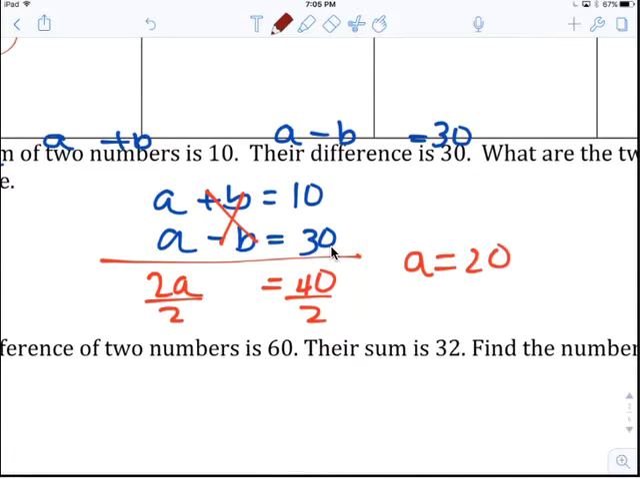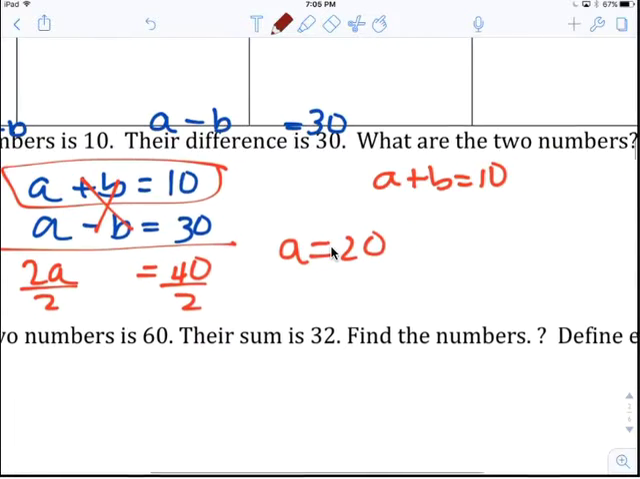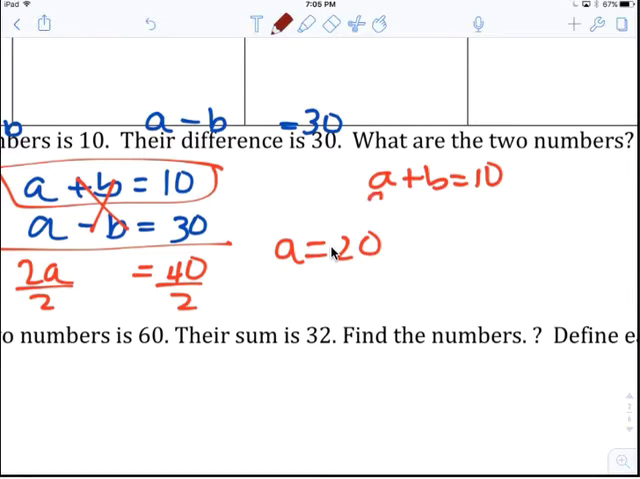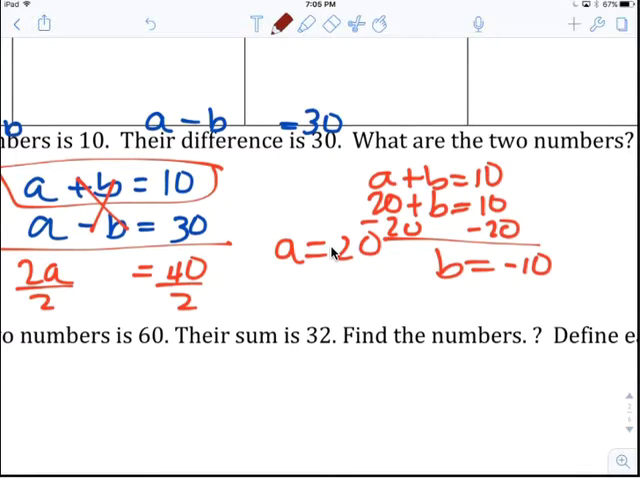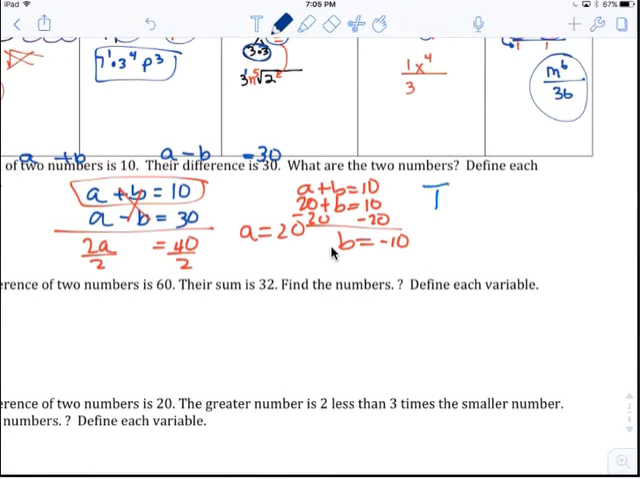Let's find what b is. Let's do this one here. A plus b equals 10. B is negative 10, because if a is 20, plus b equals 10, minus 20, minus 20, b is negative 10. Okay, so the two numbers are 20 and negative 10.